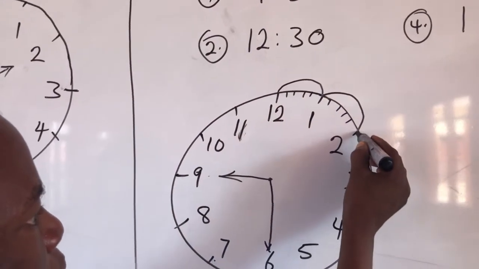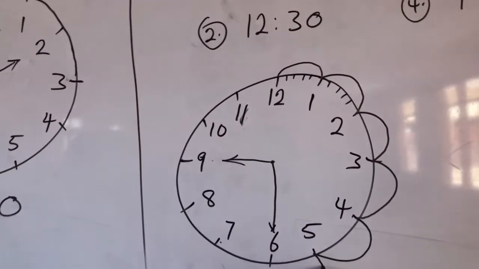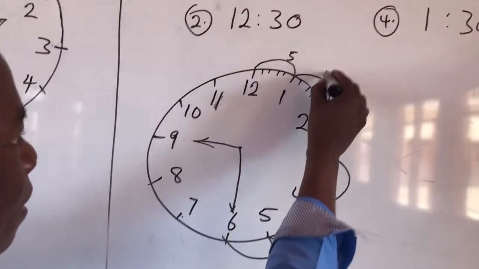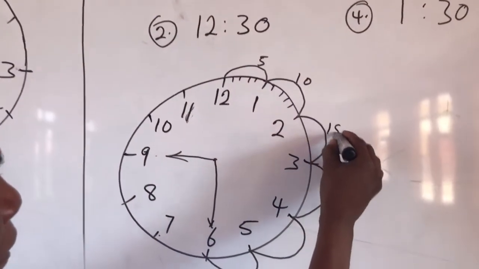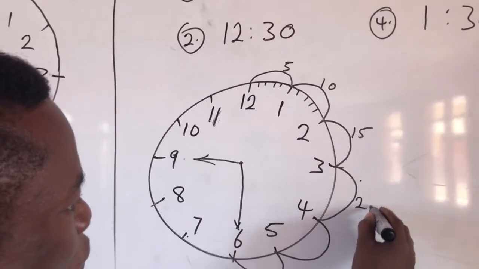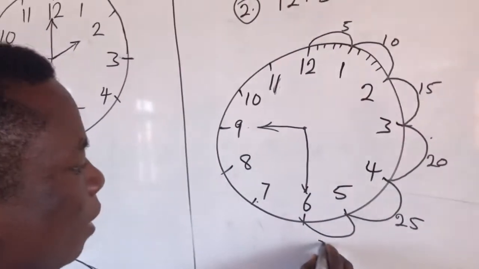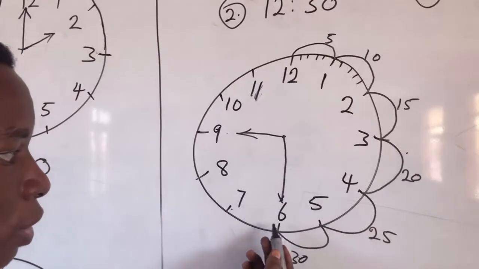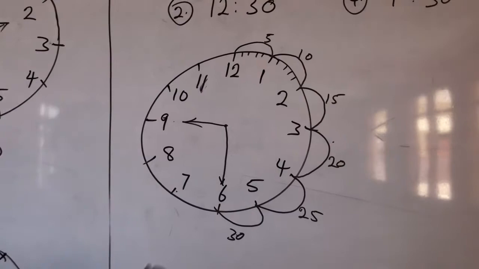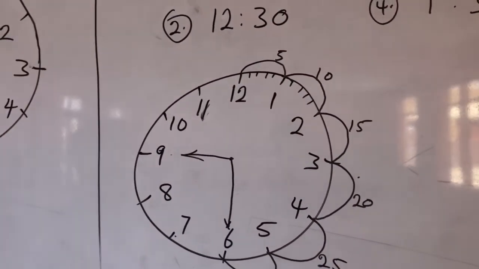1, 2, 3, 4, 5, 6. All right, look at it. This is 5 plus 5 is 10. 10 plus 5, 15. 15 plus 5 is 20. 20 plus 5 is 25. 25 plus 5 is 30. That is why when it is on 6, we say it's 30 minutes. All right, so look at it carefully. This is how you'll be drawing your diagram. I will be leaving the rest of the examples for you to try at home.